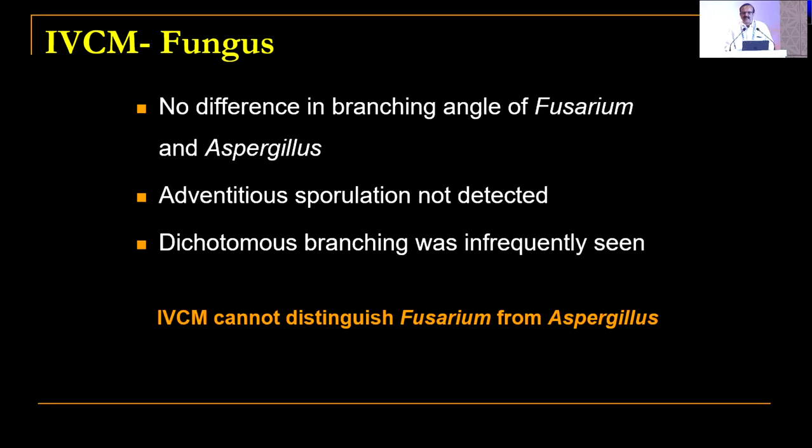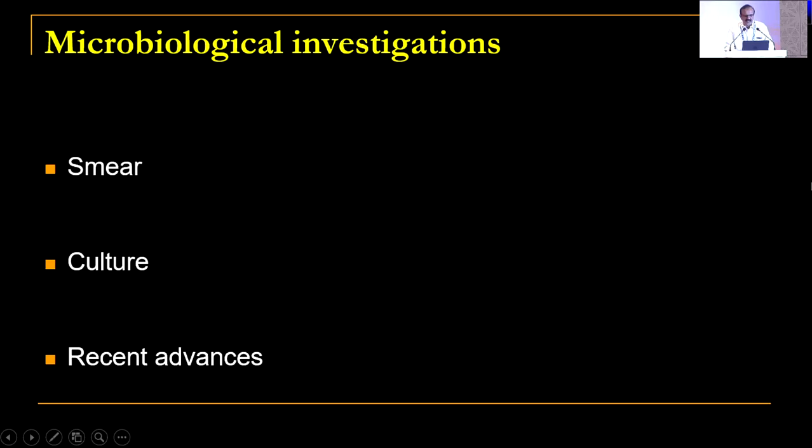In confocal microscopy, initially there were studies which said that you can differentiate fusarium and aspergillus. But a study from our institution was very clear that the IVCM cannot be used, and the branching angles at 90 degrees and 45 degrees are also not very specific for fusarium and aspergillus. So that was the clinical investigation.